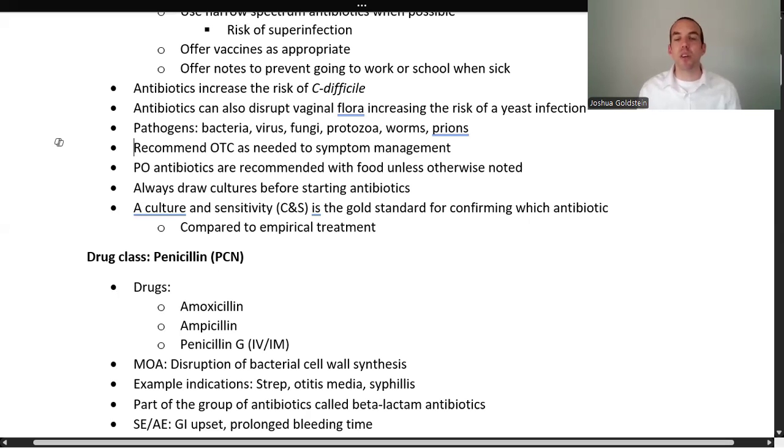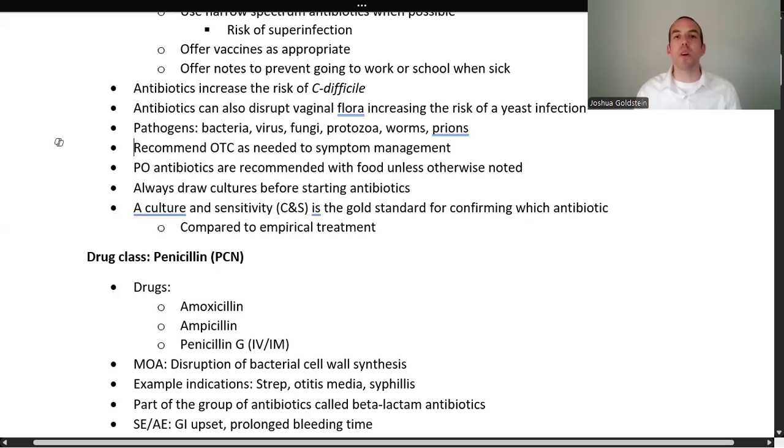Let's start to talk about the actual drugs, starting with penicillin. Penicillin is the oldest class of antibiotics. It was very famously discovered by accident. The drugs in this class include amoxicillin, ampicillin, penicillin G, which is IV or IM only, and a few others as well. These work, along with the next few drugs that we're going to talk about, by disrupting cell wall synthesis of the bacteria. Humans don't have cell walls. We have semi-permeable membranes. So this doesn't affect us negatively, but it does kill off the bacteria who do have cell walls. By disrupting that synthesis, we kill off that bacteria.